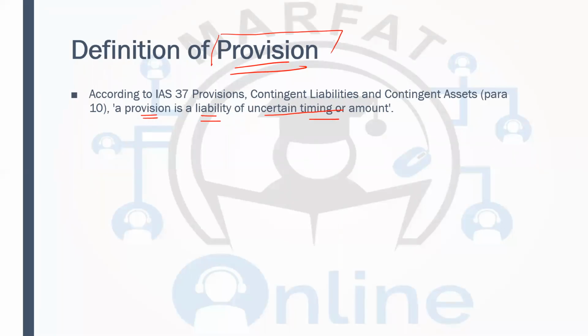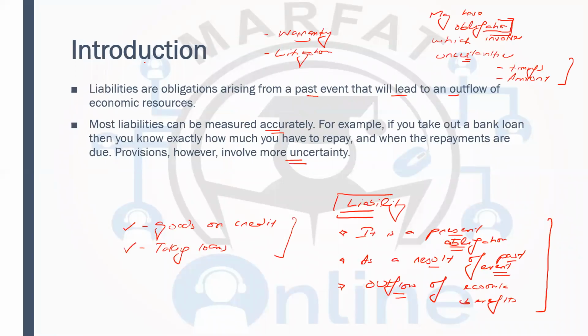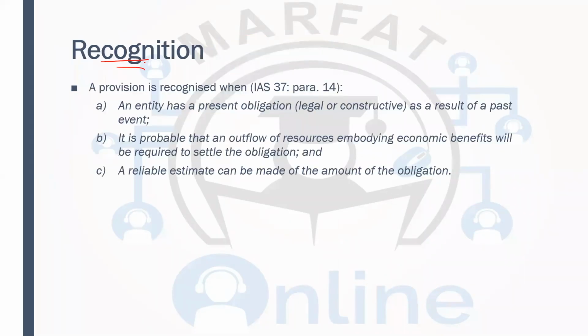So this is provision. Now, we'll be talking about the recognition first. Now, do remember the criteria of the liability which I've explained to you here. It is a present obligation as a result of past event that results in the outflow of economic benefits. So the same concept applies over here. A provision is recognized when an entity has a present obligation.